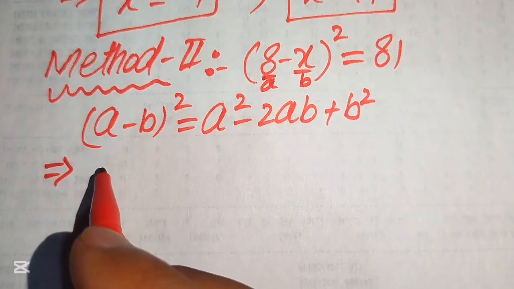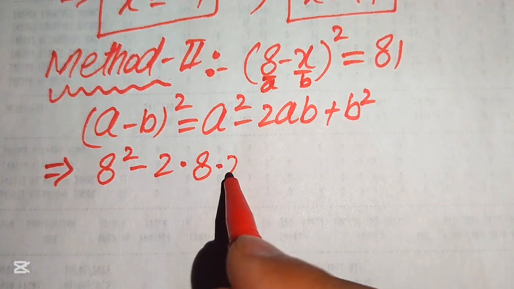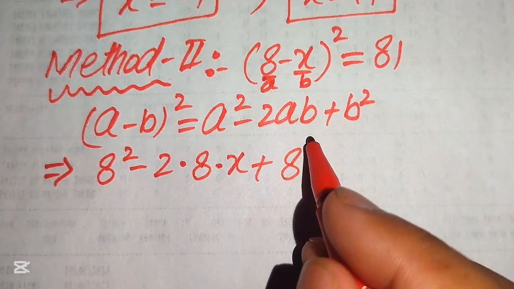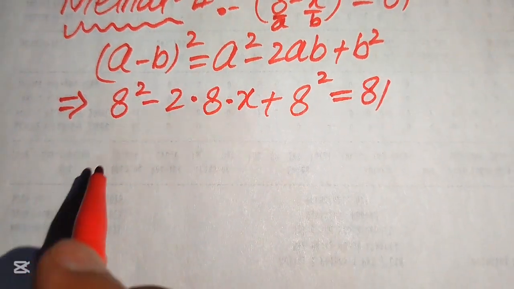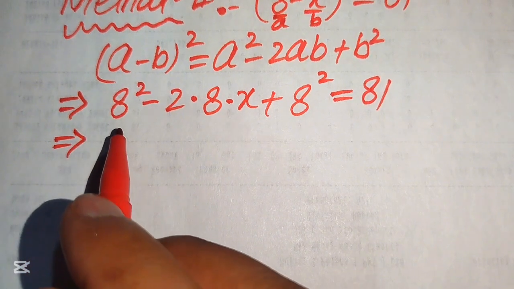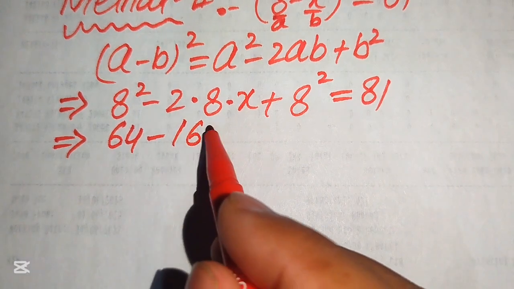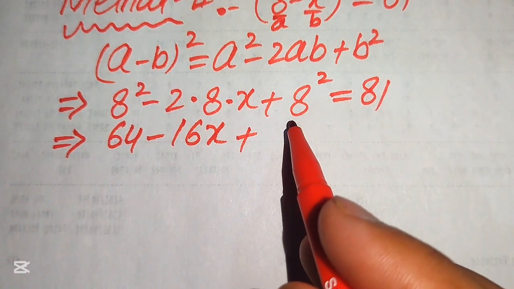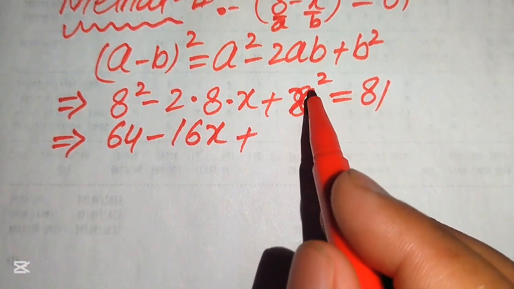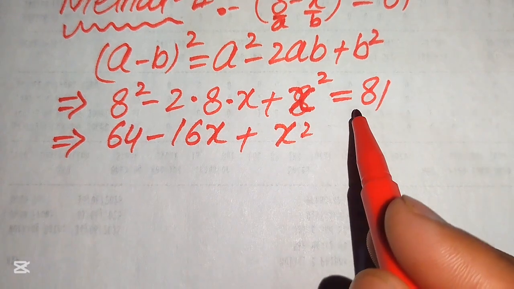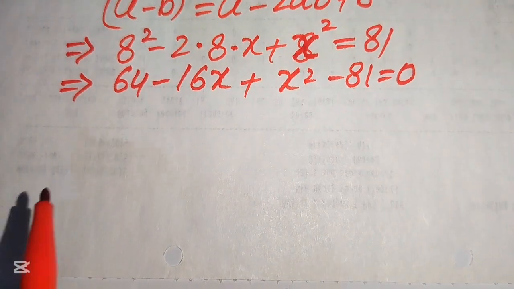After applying this formula, it will be written as 8² − 2 times ab, where a is 8 and b is x, plus b², so x², and this whole equation equals 81. Now in the next step we need more simplification: 8² equals 64, minus 2 times 8 becomes 16x, and plus, sorry, we made a mistake, this is x². We move this 81 to the left hand side, and it becomes −81, and this whole equation equals 0.